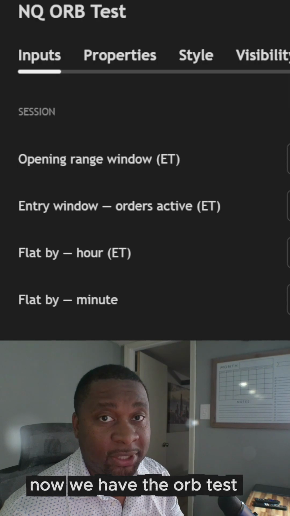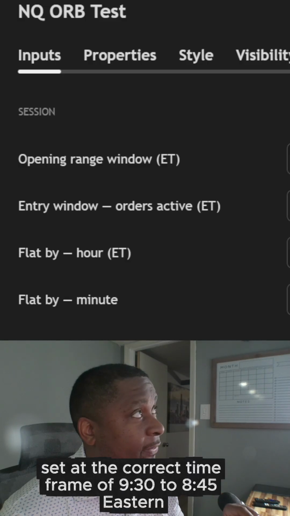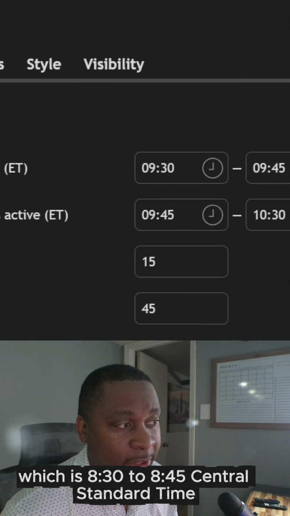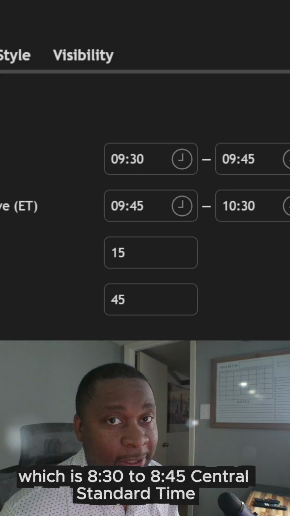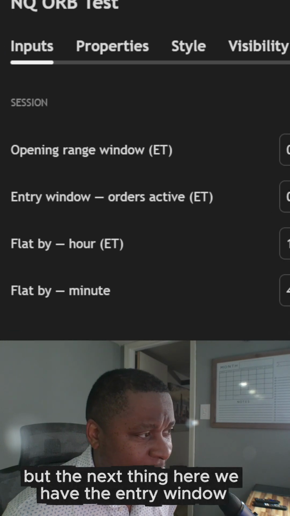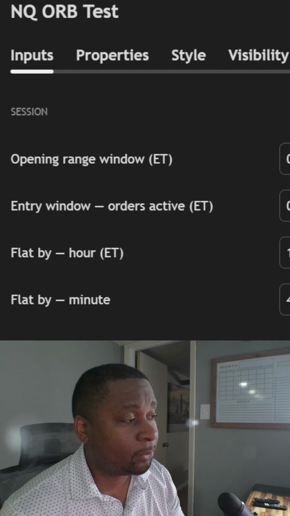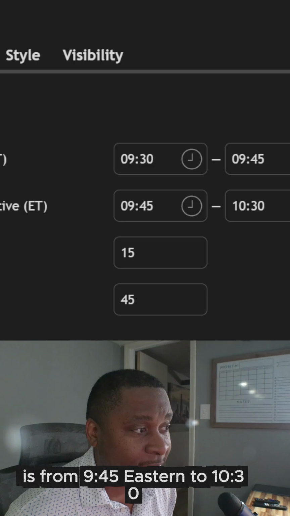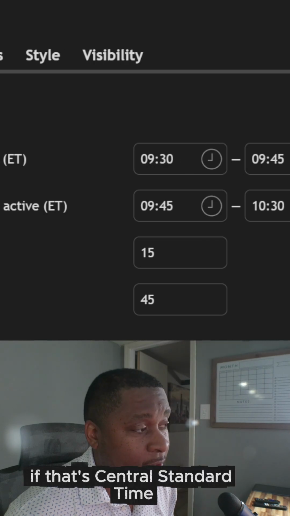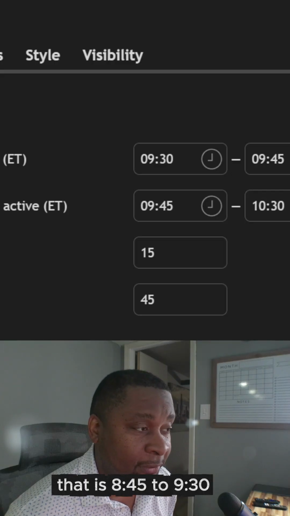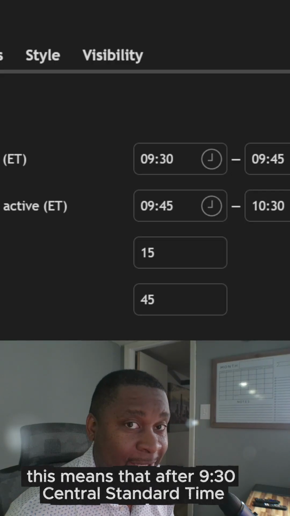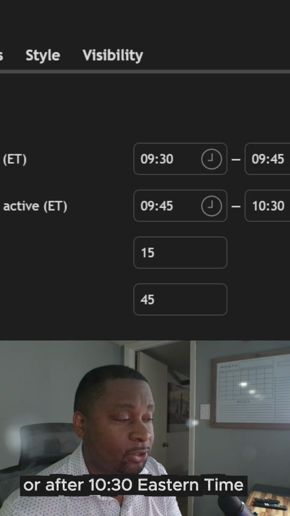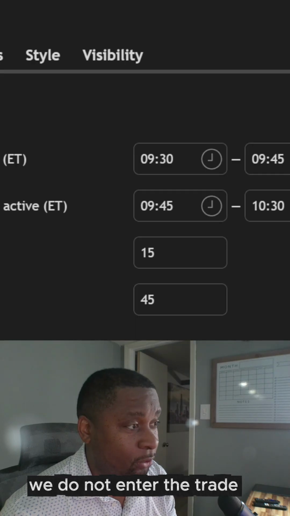Now, we have the ORB test set at the correct time frame of 9:30 to 9:45 Eastern, which is 8:30 to 8:45 Central Standard Time. But the next thing here, we have the entry window. The entry window, as we see here, is from 9:45 Eastern to 10:30. If that's Central Standard Time, that is 8:45 to 9:30. This means that after 9:30 Central Standard Time or after 10:30 Eastern Time, we do not enter the trade.